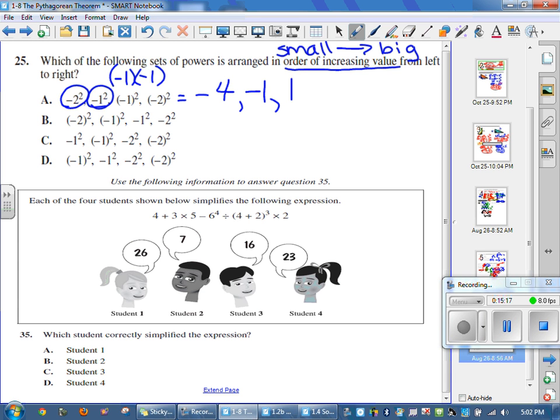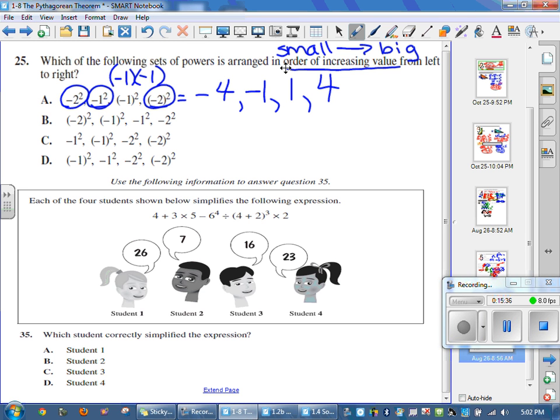-2 squared is going to give me -2 times -2, which is going to give me a +4 answer. So far, that is in order. I have -4, -1, 1, and then 4. On a number line, those are in order from small to big. So far, I've found my answer so far as A.